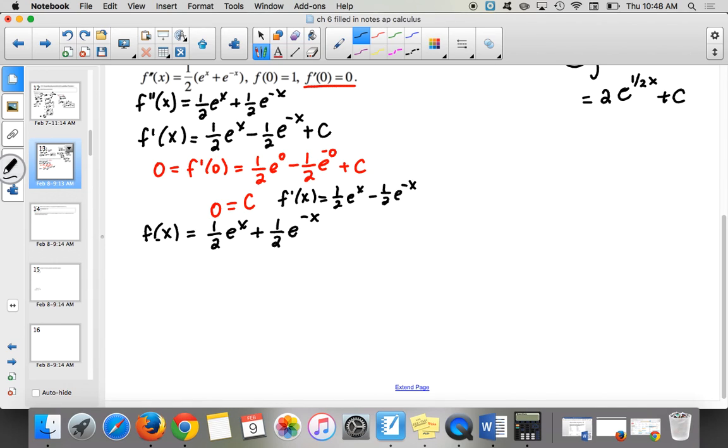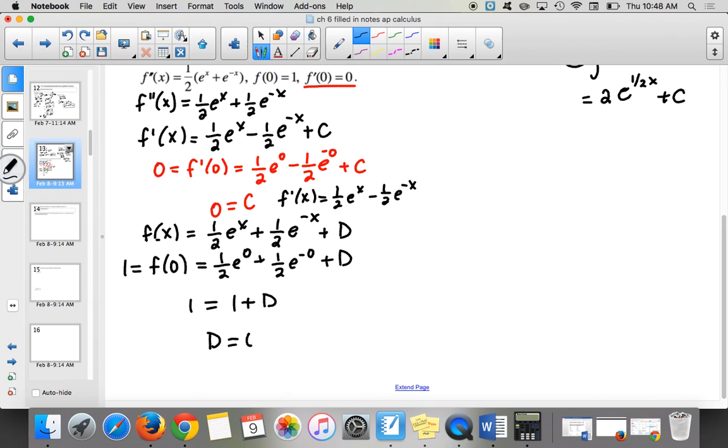So instead of doing a plus c, we can do a plus d, and we see what happens. So when I plug in my f of 0, I should get 1. That's what it's saying. So I have 1/2 e to the 0 plus 1/2 e to the negative 0 plus d. Well, that was lucky. 1 plus d is equal to 1. So d is also equal to 0.